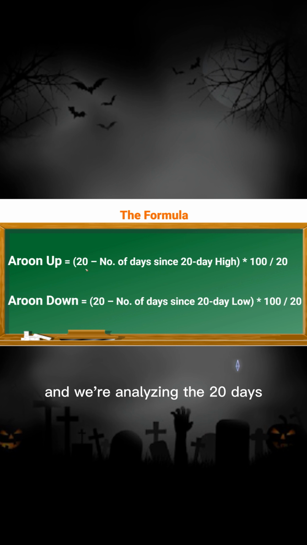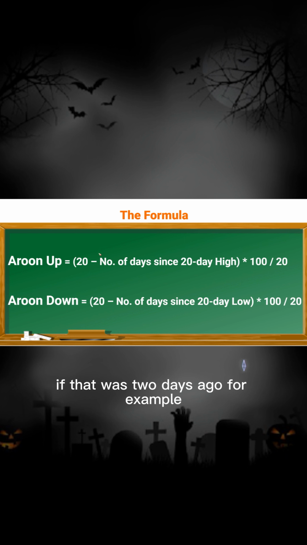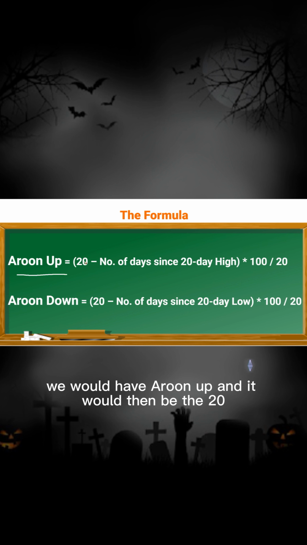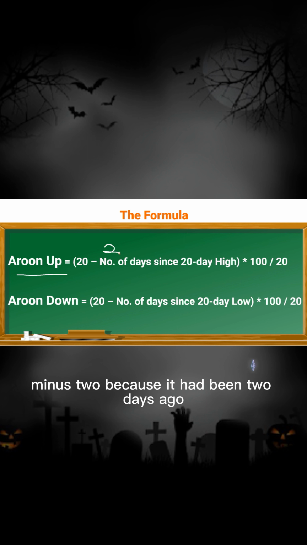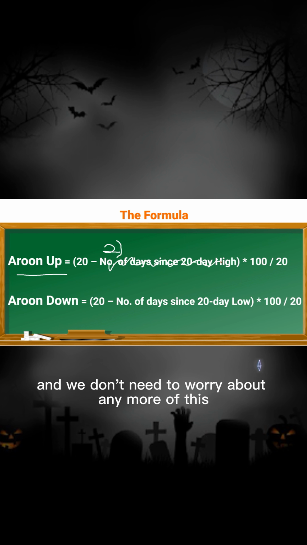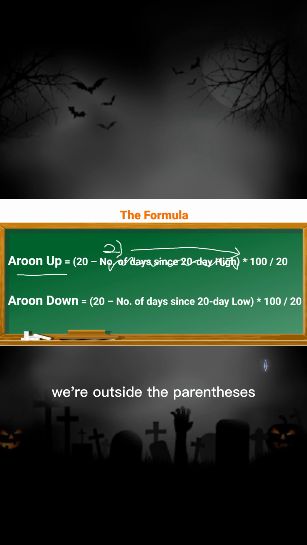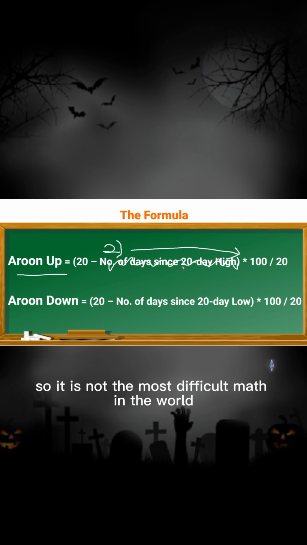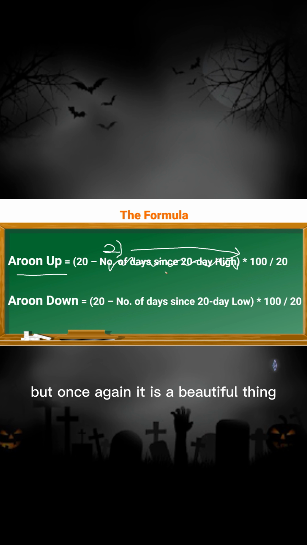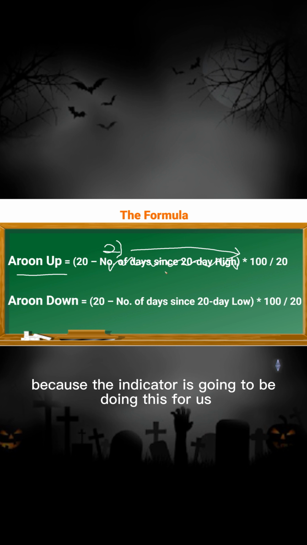Now, if we wanted to calculate the AroonUp value for today, and we were analyzing the last 20 days, we need to determine the time when price was the highest. If that was 2 days ago, for example, then our equation would look like this. We would have AroonUp, and it would then be the 20 minus 2, because it had been 2 days ago, and that would be the end of the parentheses, and we don't need to worry about any more of this, and we would just accelerate ourselves to the end, where outside the parentheses we have 100 over 20. So relatively simple. So it is not the most difficult math in the world, but once again, it is a beautiful thing because the indicator is going to be doing this for us. This is just to understand where it's coming from.